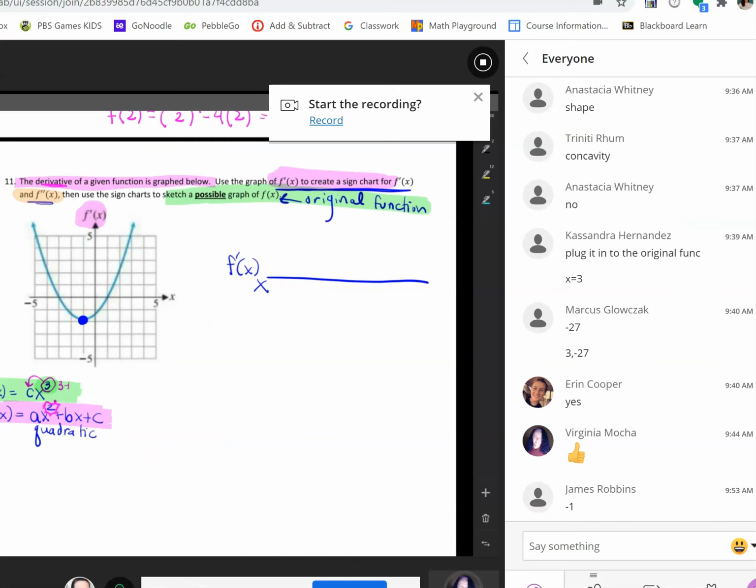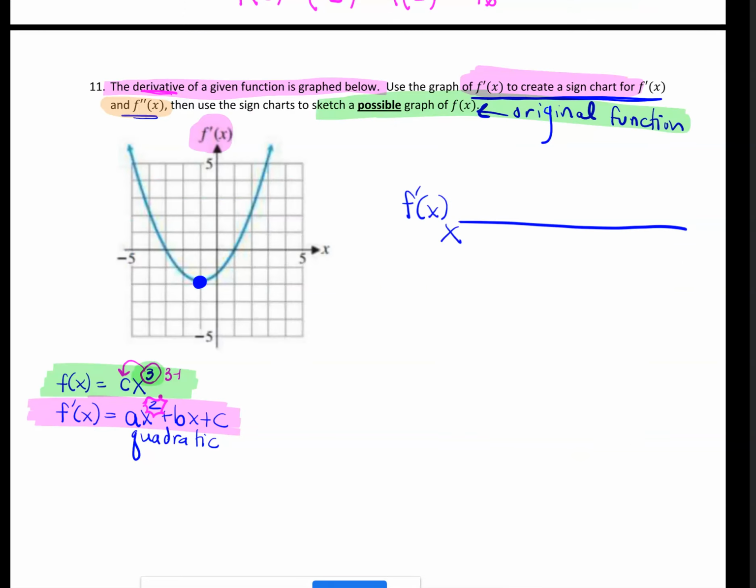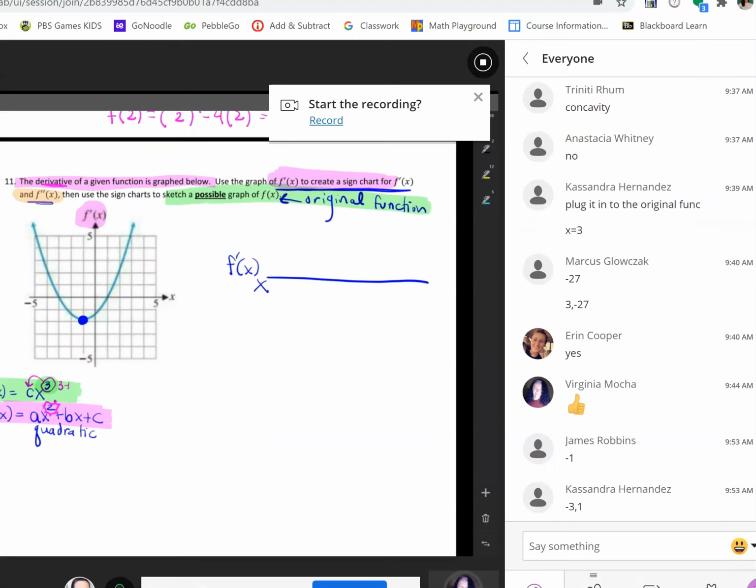Because I'm just reading points off the graph, right? It's a graph of the derivative. If I read points off, that's inputs and outputs for the thing being graphed. The derivative is the thing being graphed. And that's not a partition number. Our partition numbers are where the derivative is equal to 0, right?